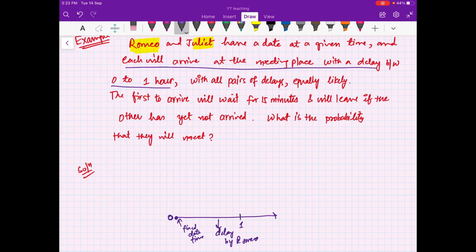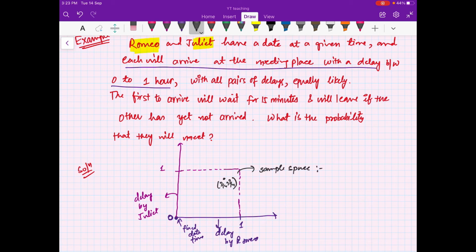Similarly, Juliet can also arrive late by 1 hour. So this here is the delay by Juliet. This is your sample space. If I look at this point, suppose it is 3/4, 3/4, it means that Romeo and Juliet both arrived at the meeting place after 45 minutes. They both have the same delay. They are reaching the destination after 45 minutes. So this is the sample space.